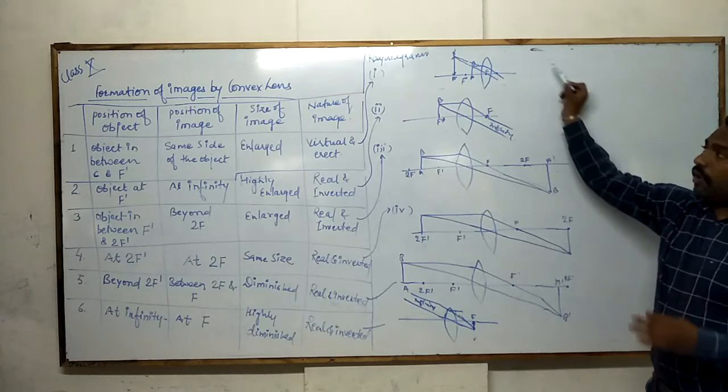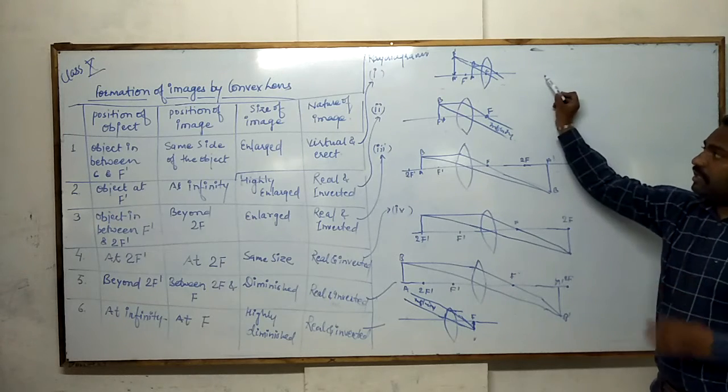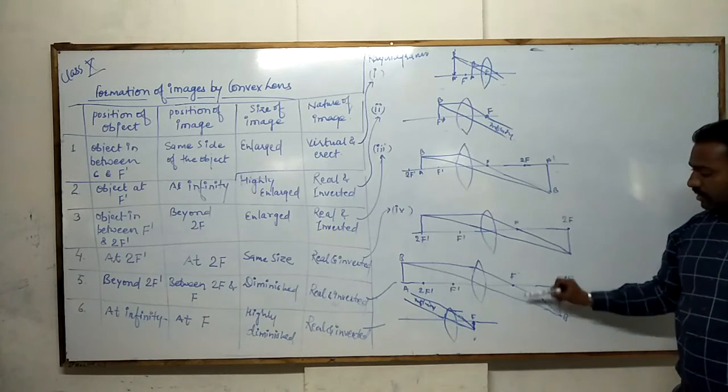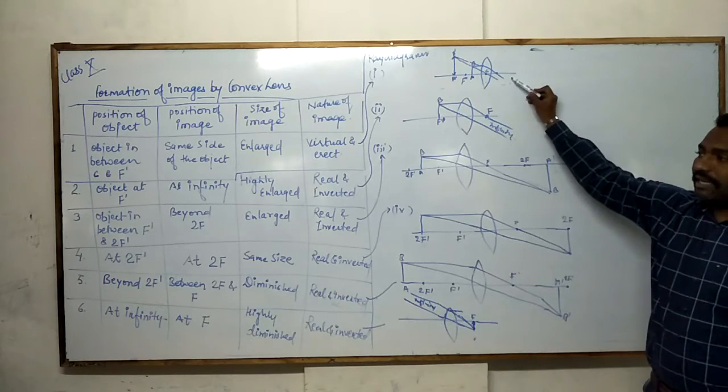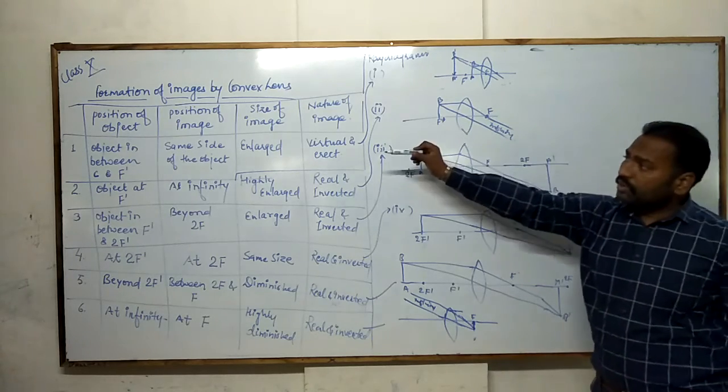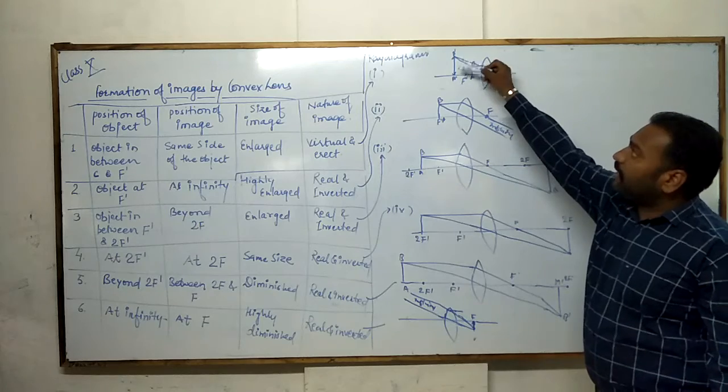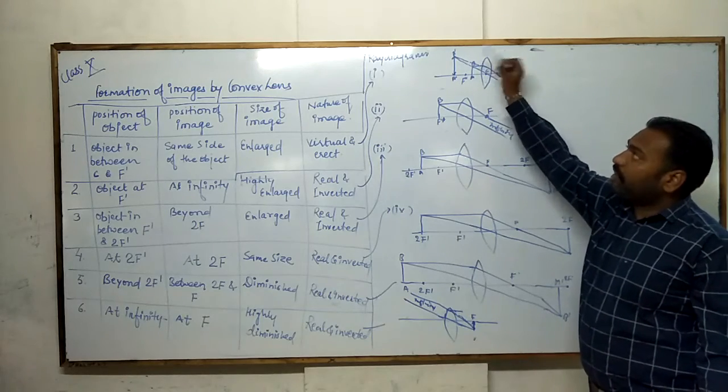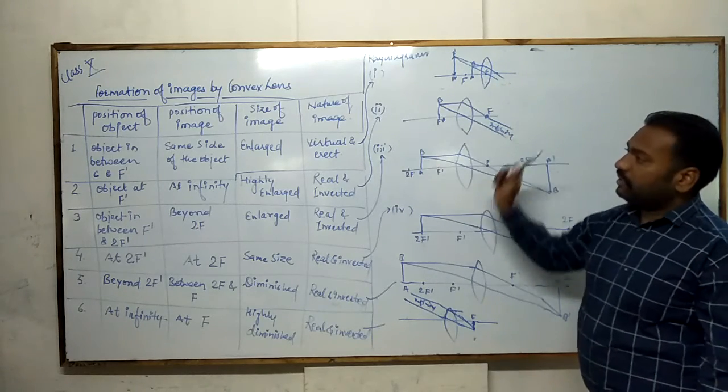And if the image is formed in this way, on this side, then it is known as real and inverted. So this is a highly enlarged image, you can see just behind the object. Then virtual and erect is forming here.